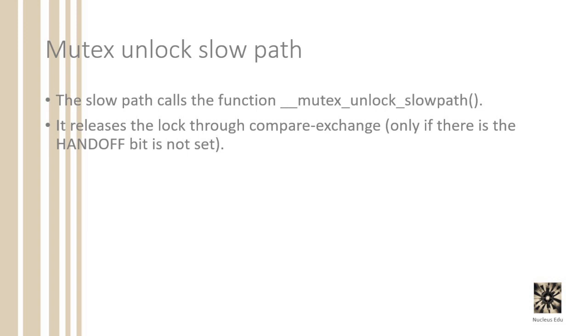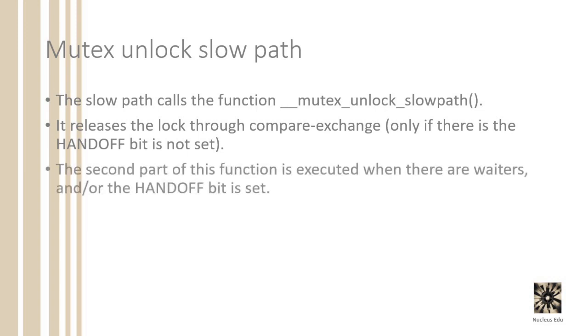Because that task is probably the one which set this handoff bit. Hence, there is no need for the mutex to get unlocked, and it's going to skip that. If, let's suppose, there is no handoff bit set, then the mutex gets unlocked or released through this compare exchange. So once that is done, the second part of this function is executed when there are waiters and/or a handoff bit also, right?